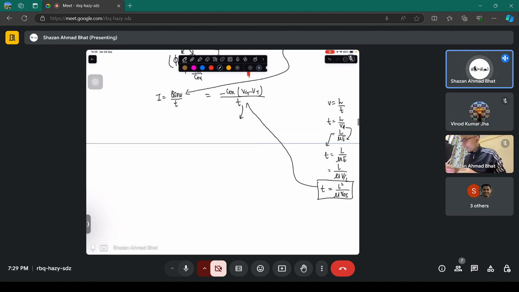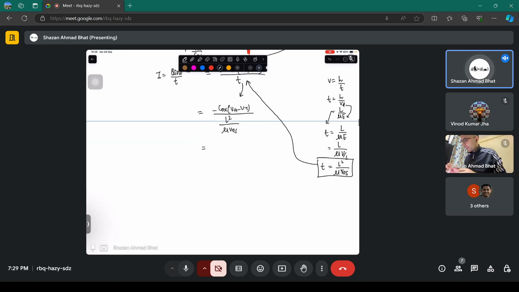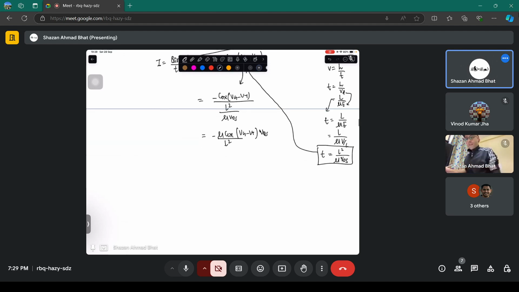So you can replace this time here and you get minus Cox (Vg minus Vt) L square over mu Vds, and you can write it as minus mu Cox (Vg minus Vt) into Vds divided by L square. All right. So this is IDS basically.